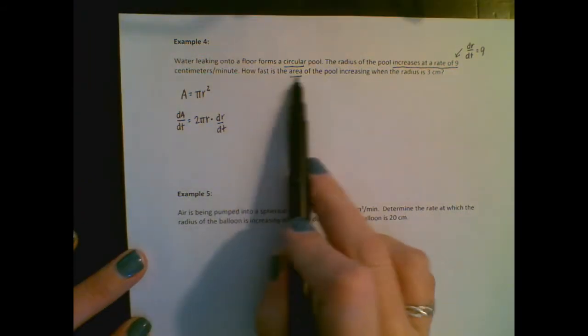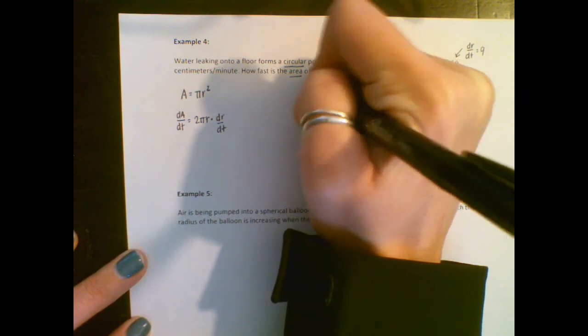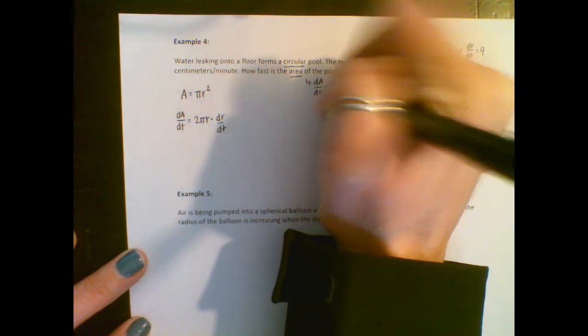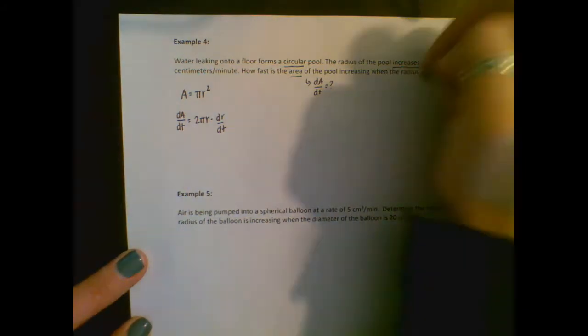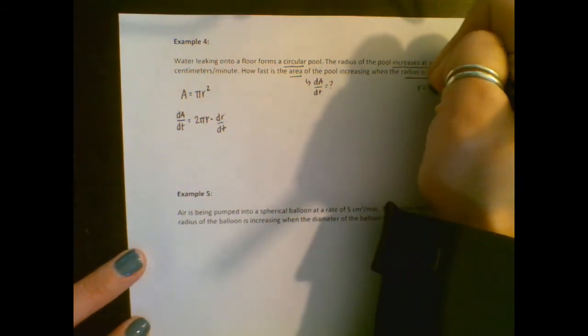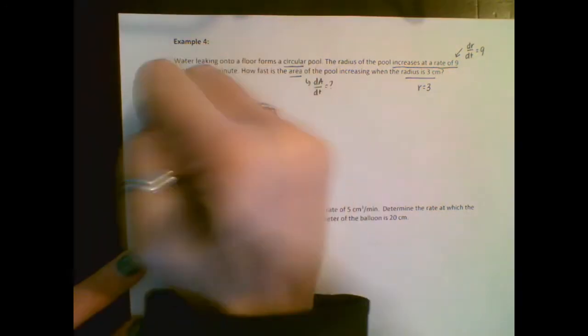And I want to know how fast the area of the pool is increasing. So what I need to know is the rate of change of the area. So I'm trying to figure out what is dA/dt, at the moment when the radius is 3 centimeters. So this is telling me that my r is 3. So I'm looking for dA/dt.